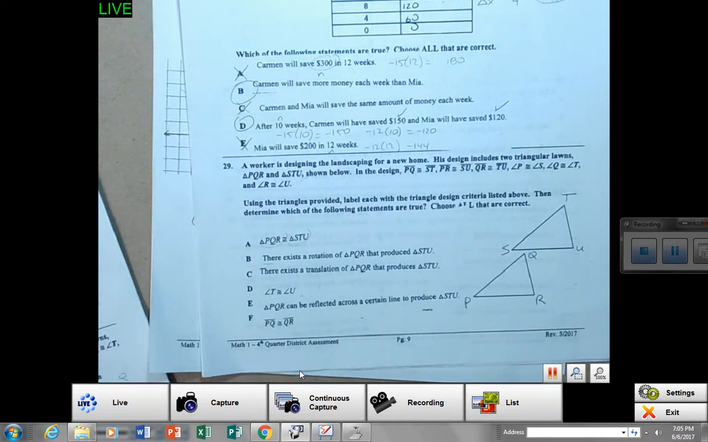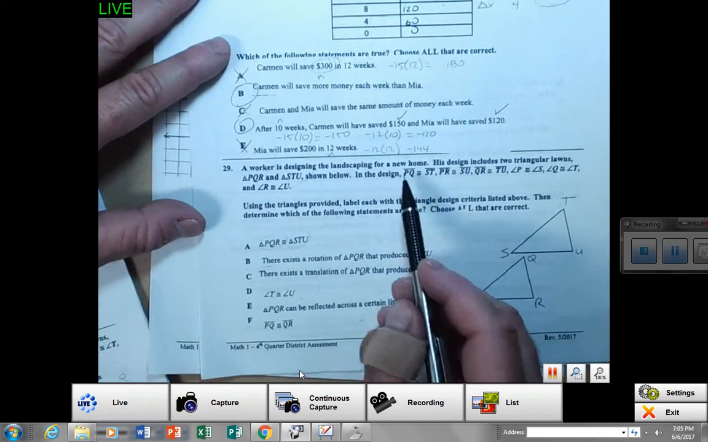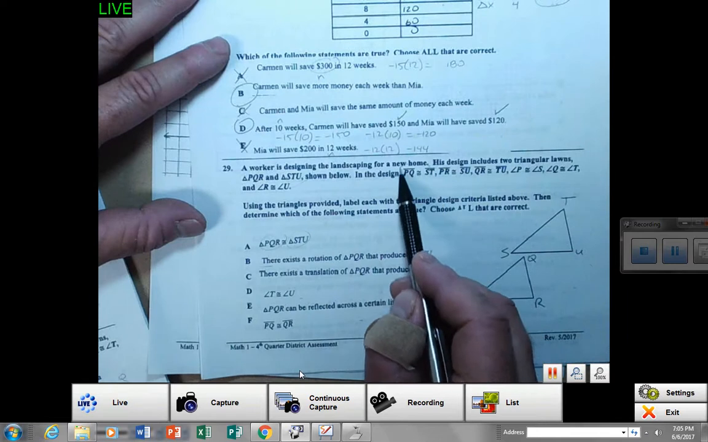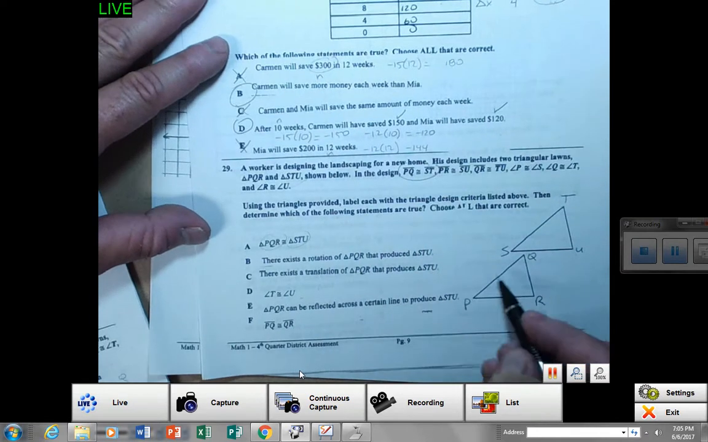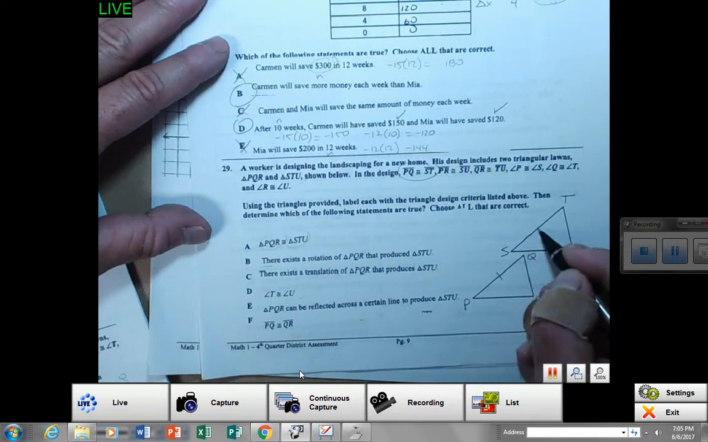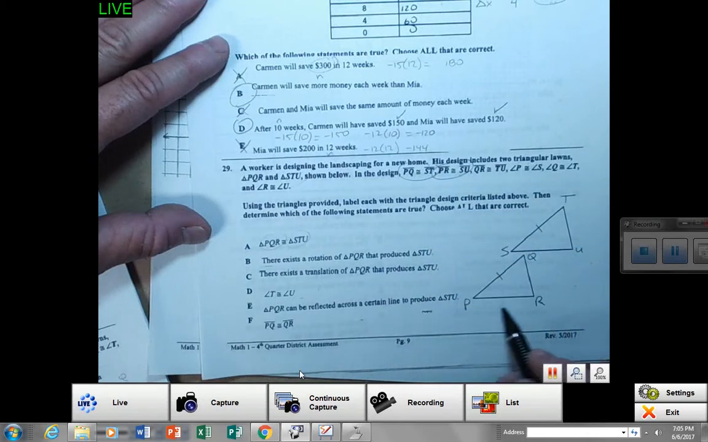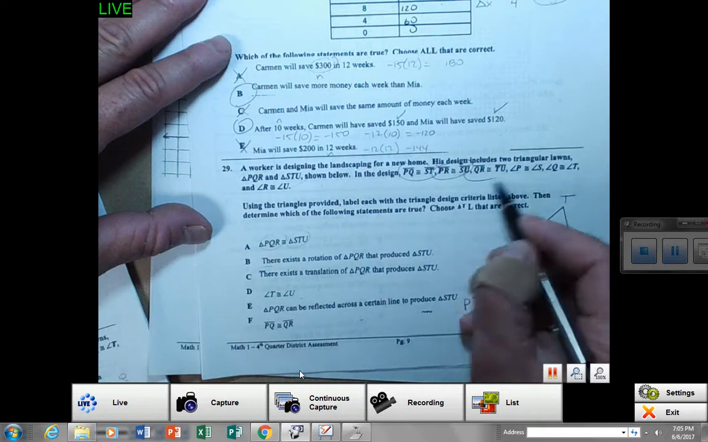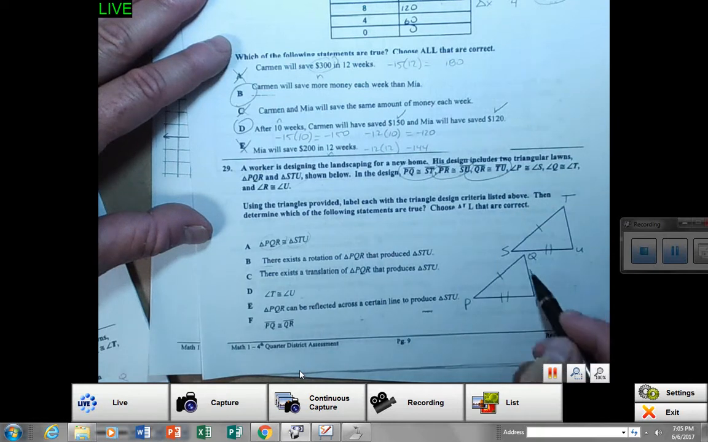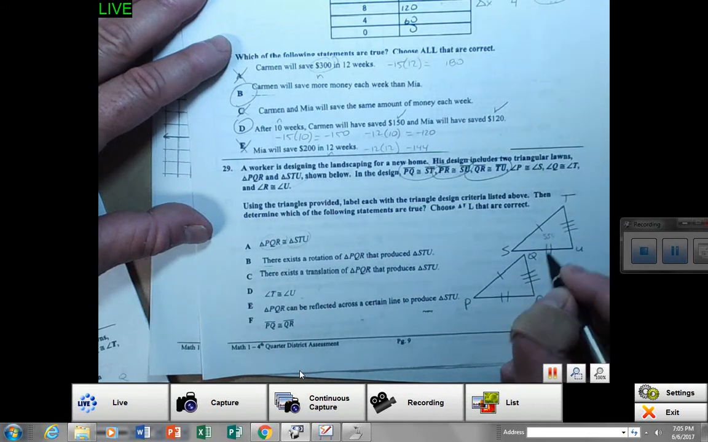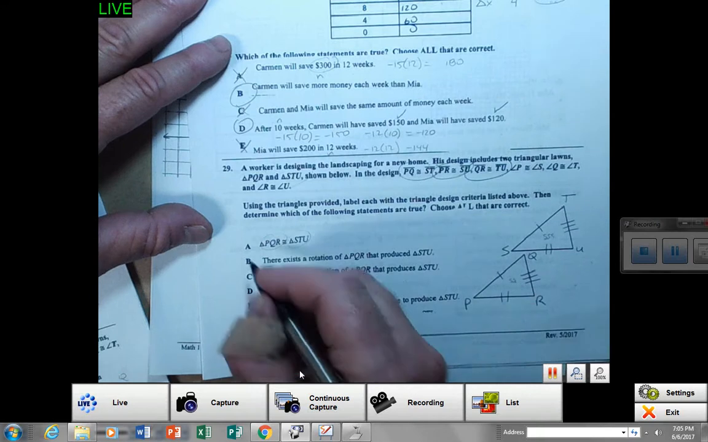According to this information, which answers down there are true, which are correct. So this says PQ is equal to ST. PQ equal to this length ST. PR equal to length SU. QR equal to length TU. And I can see right there, side, side, side, already congruent triangles. So that one already is true.